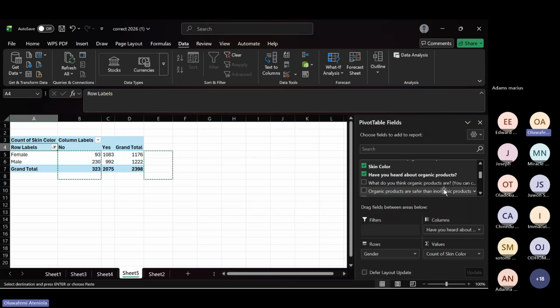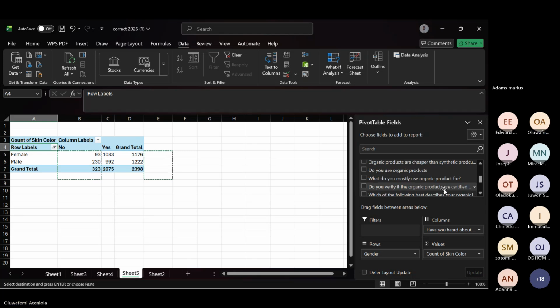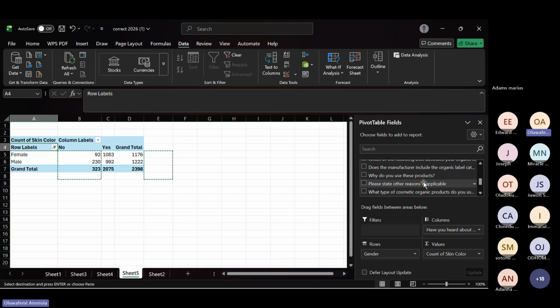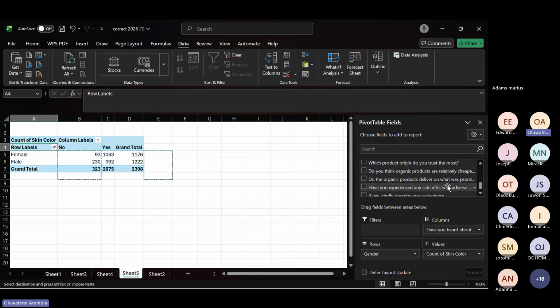What do you think, organic products? Please give me a column that has a regulated answer, where people are not just putting anything they like. They are either picking from a list of options. Do you verify? Which one is that? Please state the reason if capable. Have you experienced any? I can't hear you, please.